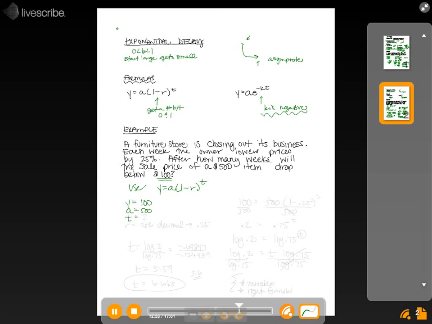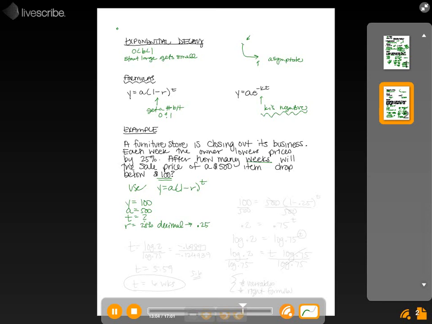T is what we're going to be looking for. Okay, we don't know T. It says after how many weeks. And then our rate, it says it's 25%, but we can't leave it at 25%. We need to make it a decimal, which would be 0.25. If you leave it 25, then your b ends up being negative. 1 minus 25 is negative 24, which doesn't work. That's not an exponential because b always has to be greater than 1. So really think about what you're doing.